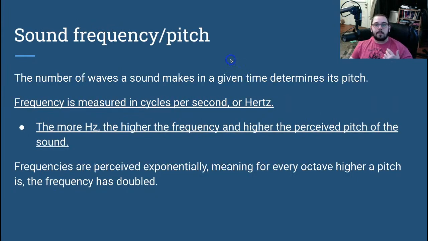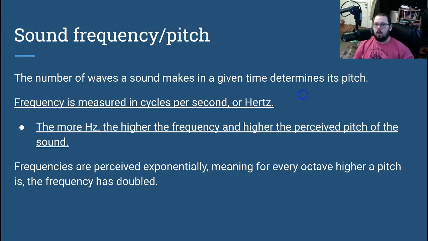So I mentioned the amount of times that these waves happen when they're generated by a sound. This helps determine the pitch of it, called the frequency. We measure this in the number of cycles or waves created by the sound per second. The measurement for this is called the hertz. It's named after the guy who came up with it. And essentially, the higher the frequency, the higher the perceived pitch of the sound.